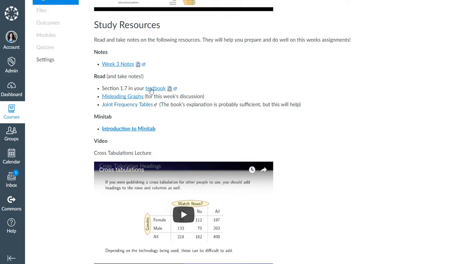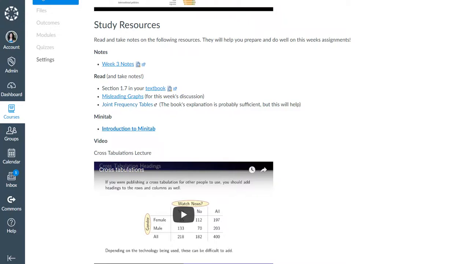Make sure to check out section 1.7 in your textbook, the misleading graph information for this week's discussion, and some joint frequency table. The book explanation is probably good enough, but in case you wanted more information, here's some extra stuff right there. The other really big thing is the introduction to Minitab. There are lots of videos, and this is kind of like the big Minitab week. So also a really good week that if you're not sure about Minitab, you might want to come to class this week. If you missed class, then please watch all of these videos and make sure you spend some time with them.